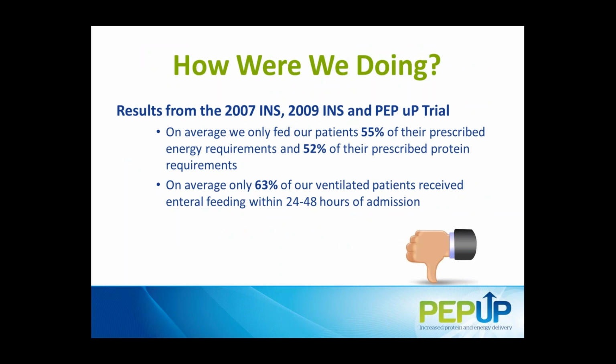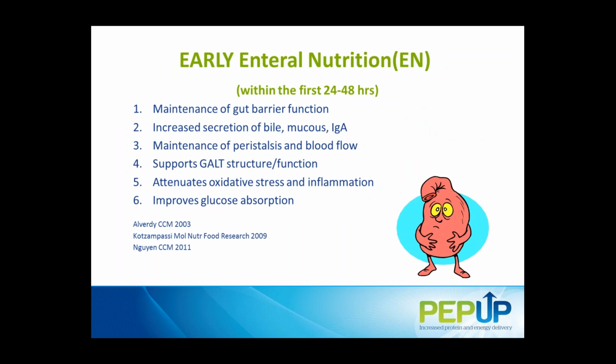Our results from the 2007 and 2009 International Nutrition Surveys and the PEP UP trial showed us that on average we were only feeding our patients 55% of their prescribed energy requirements and only 52% of their prescribed protein requirements. And on average, only 63% of our vented patients were receiving their enteral feeding within that 24 to 48 hours of admission. So, we ask ourselves, why does it even matter anyway?